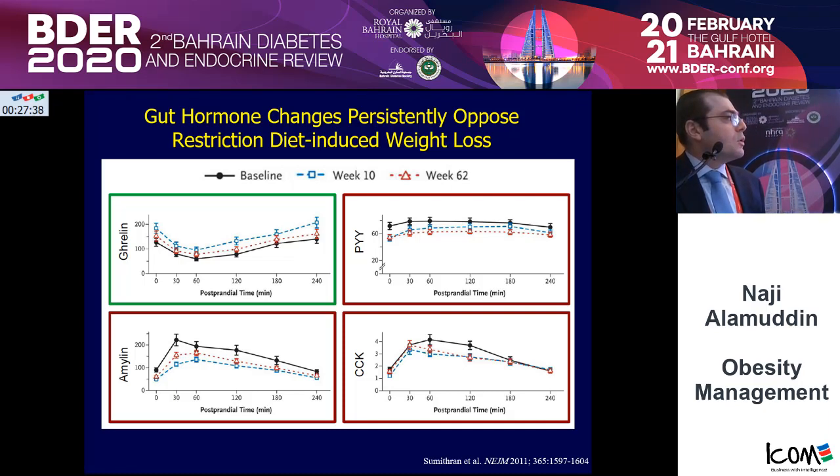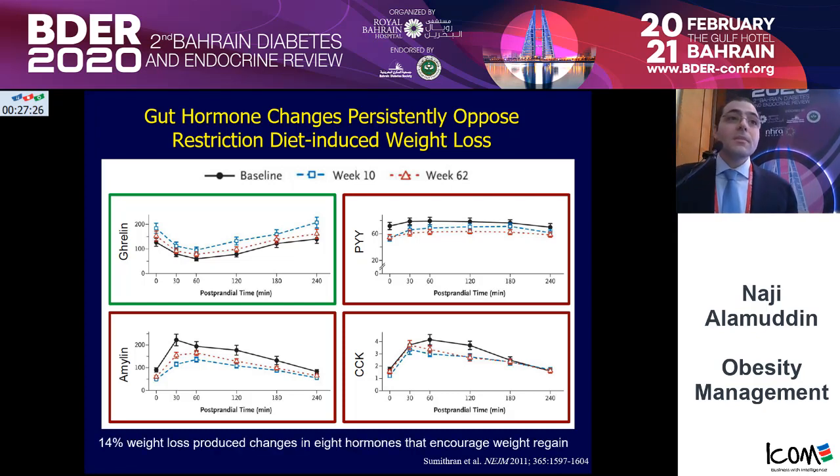Other hormones, so PYY, CCK, amylin, leptin, these are hormones that suppress your appetite. What's happening to those? Those are going down. So what this really is happening, from this study, you can clearly see that a 14% weight loss produced changes in 8 hormones that encourage weight regain. So literally, your body is fighting you to regain the weight back. Your body is comfortable at a certain set point and will do everything it can to get back to that weight.